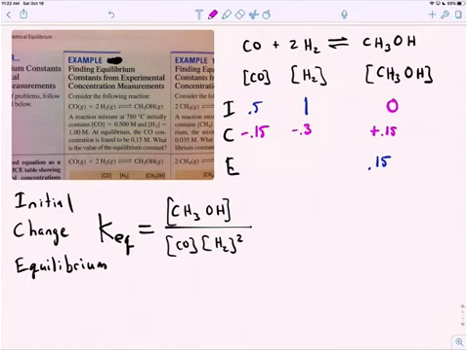That means this reaction goes forward by 0.15, at least to completion. So carbon monoxide, we will lose 0.15 of reactants. Hydrogen, we will lose 2 times the extent of reaction, or 0.3. And then methanol, we gain 0.15. Then we can calculate this down: you just take these lines and add them together. So 0.5 minus 0.15 is 0.35. And 1 minus 0.3 is 0.7.